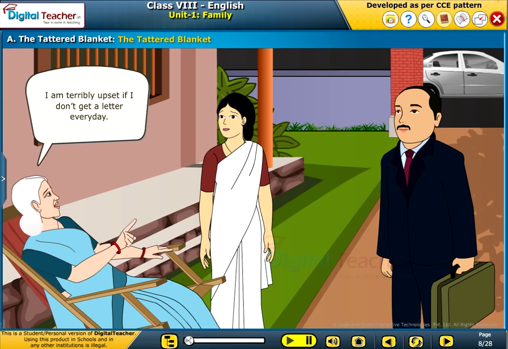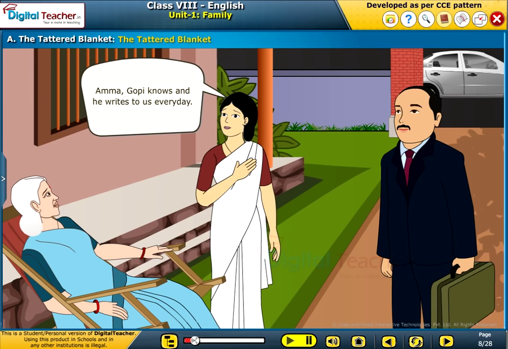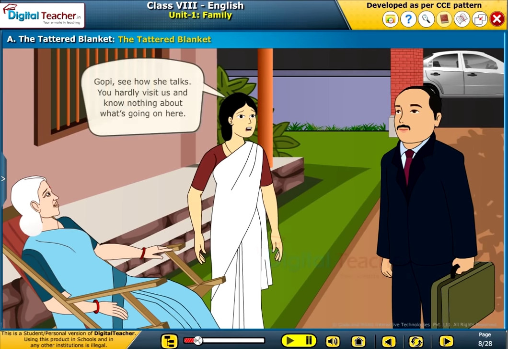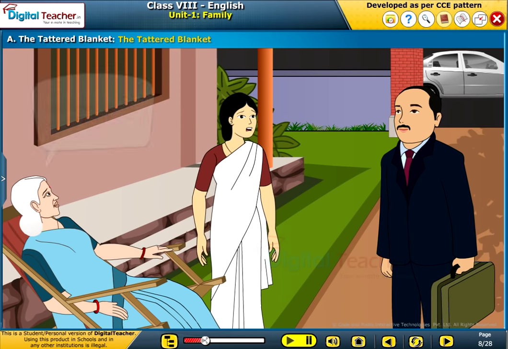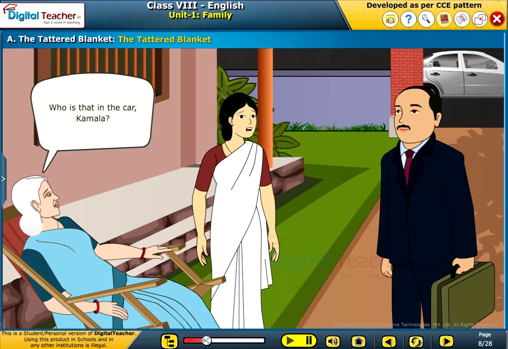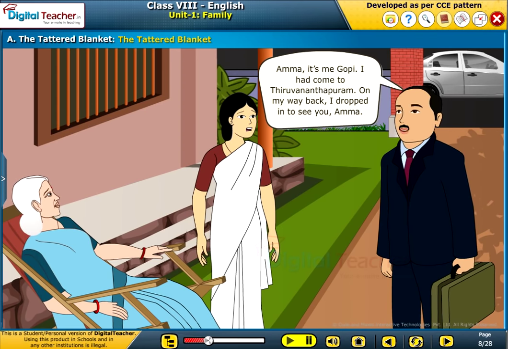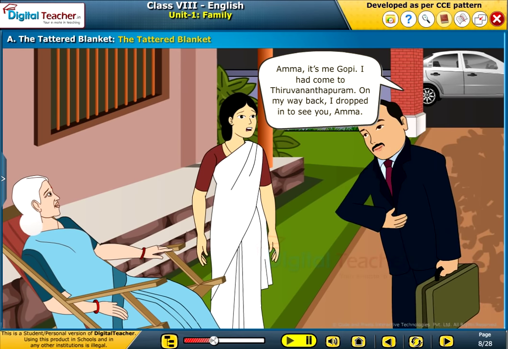I am terribly upset if I don't get a letter every day. Amma, Gopi knows and he writes us every day. Gopi, see how she talks. You hardly visit us and know nothing about what's going on here. Who is that in the car, Kamala? Amma, it's me, Gopi. I had come to Thiruvananthapuram. On my way back, I dropped in to see you, Amma.